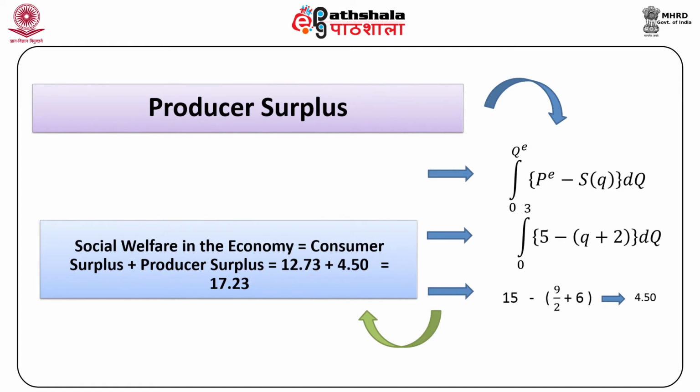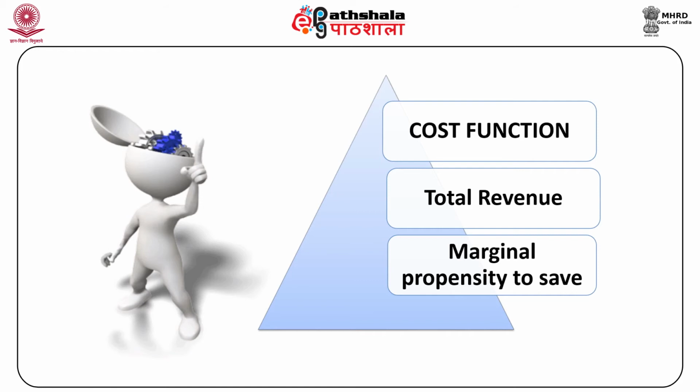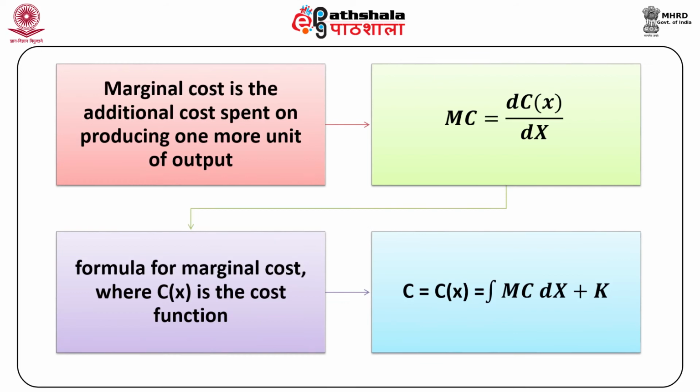Cost function, total revenue function, marginal propensity to save. The cost function represents the relation between the input prices and the output quantity. Marginal cost is the additional cost spent on producing one more unit of output. MC is equal to dC(x) upon dx, which is the formula for marginal cost, where C(x) is a cost function, standing for C(x) equal to integral of MC dx plus k. Here k is the constant of integration. Being the constant, it acts like a fixed cost.